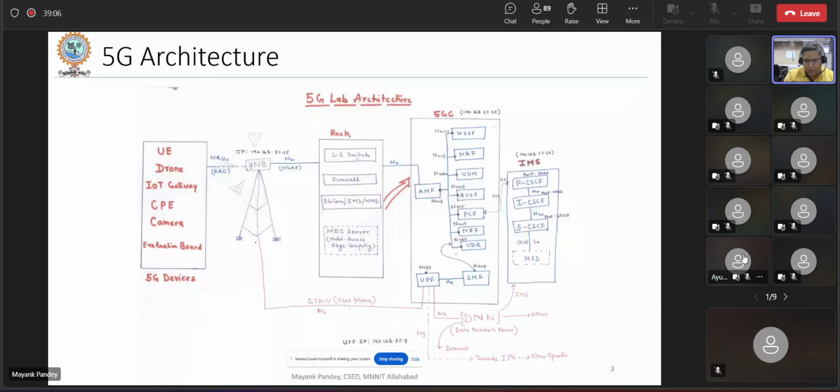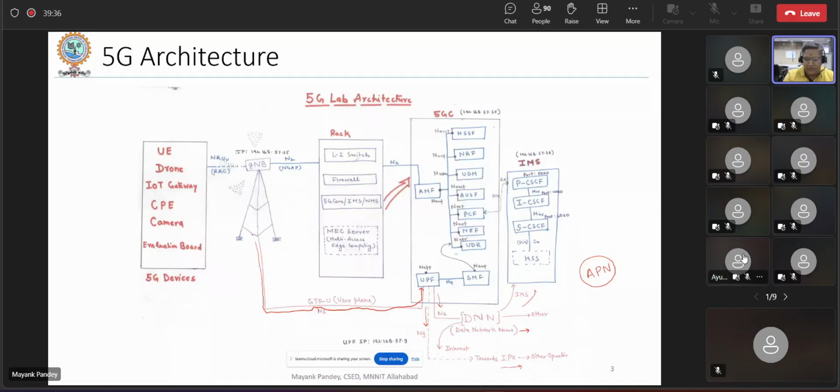N3 interface to UPF. From UPF, there is an N6 line going towards different other operators' IPX, and N6 lines again going towards the IMS. Remember, in 4G and 3G, we used this term APN, access point name, to which network your mobile wants to connect. Here, that APN is replaced by data network name, DNN.